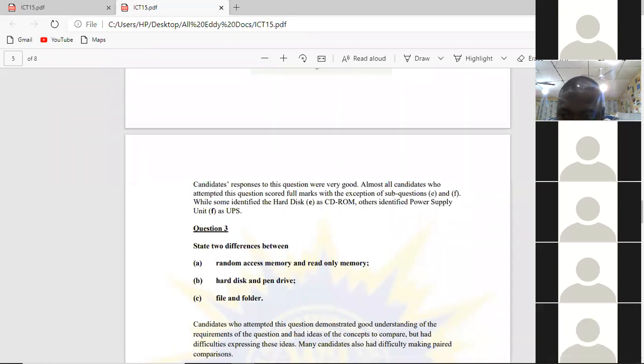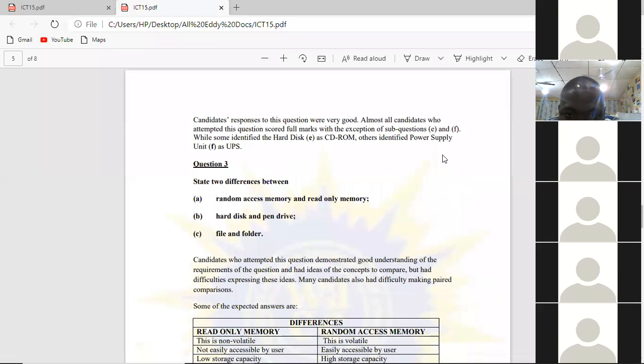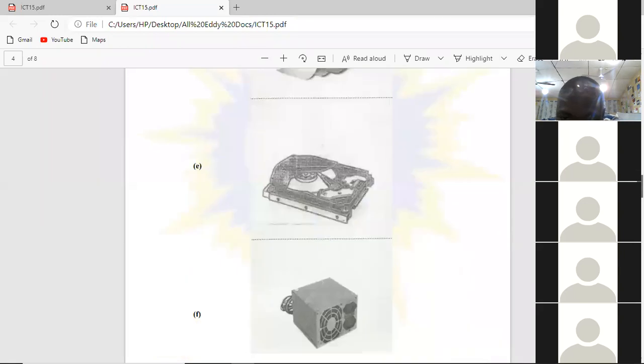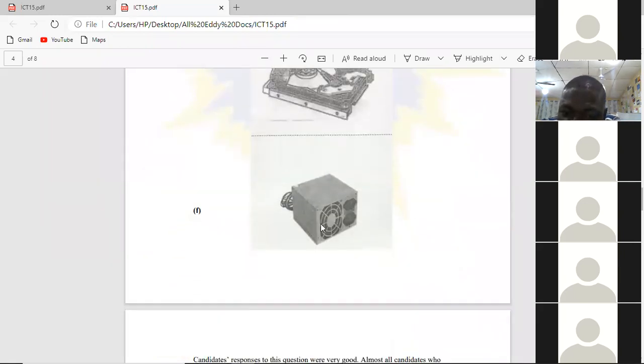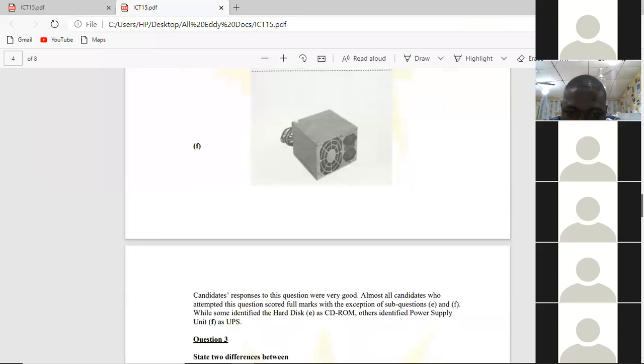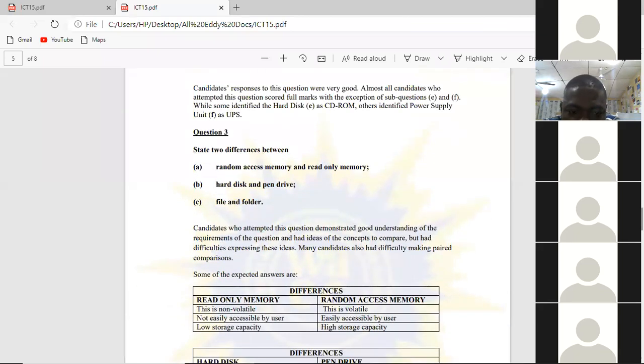Candidates' responses to this question were very good. Almost all candidates who attempted this question scored full marks with the exception of sub-questions E and F. While some identified the hard disk E as CD-ROM, others identified power supply unit F as UPS. So please, this is not UPS. Look at it well. It's not UPS. It's not floppy disk. Let's go on.